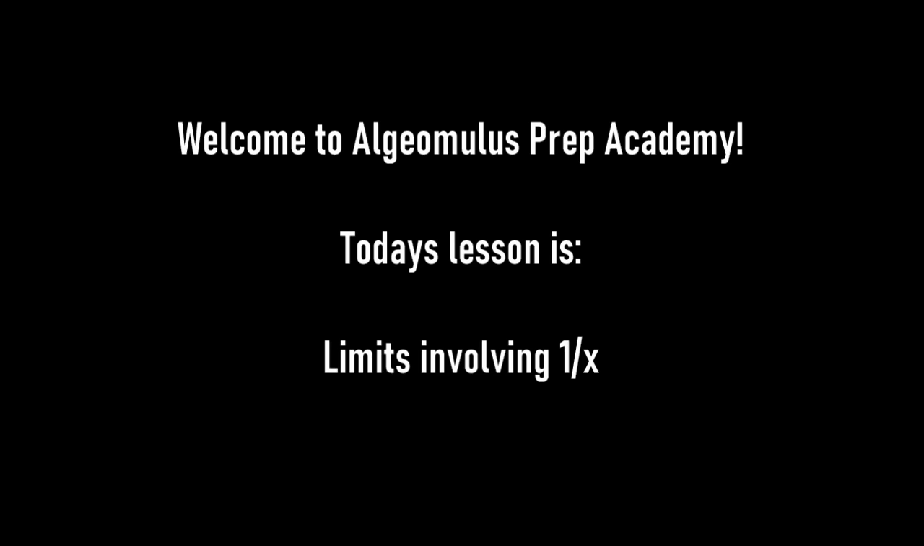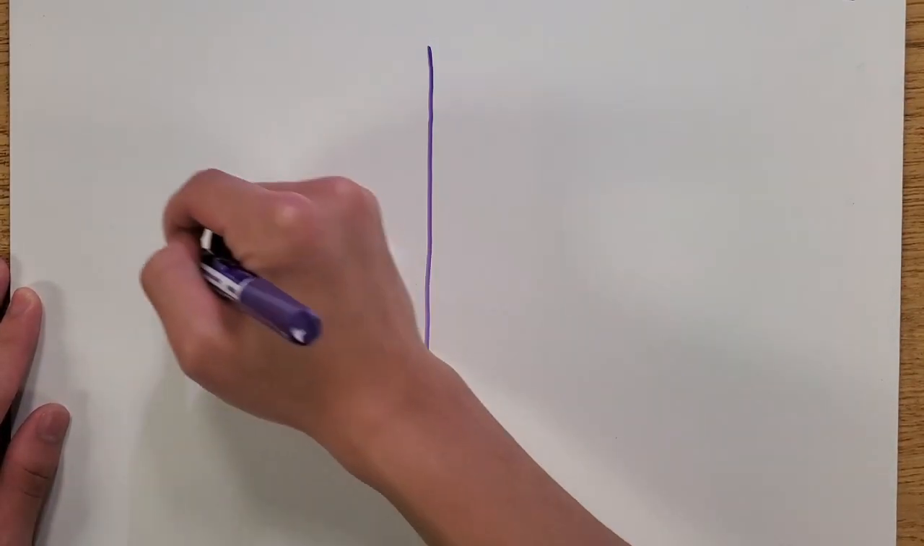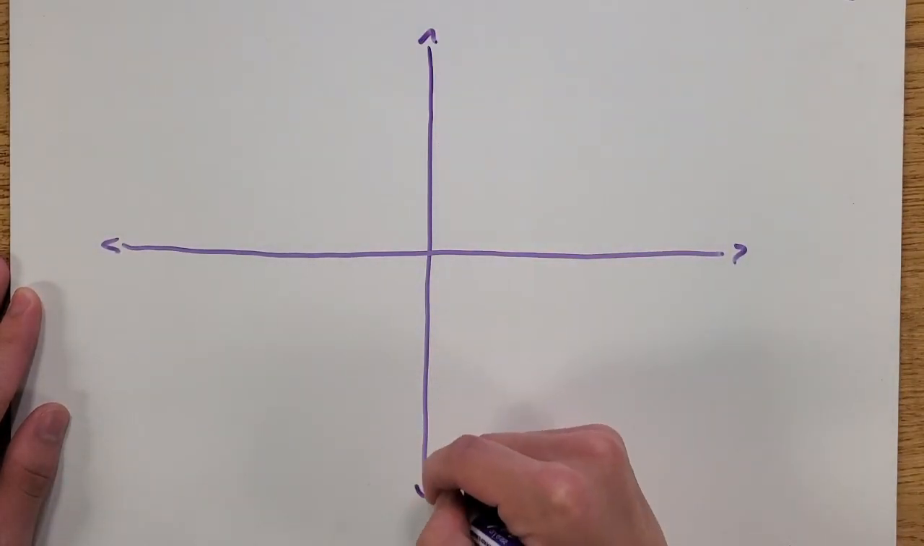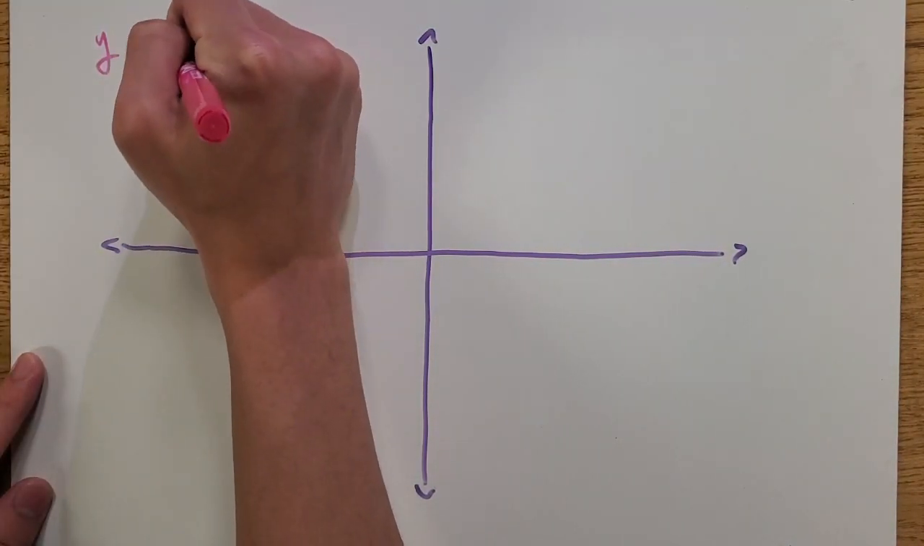The lesson for today is limits involving 1 over x. It's helpful to look at a graph in order to understand some of the special cases when talking about limits involving 1 over x.